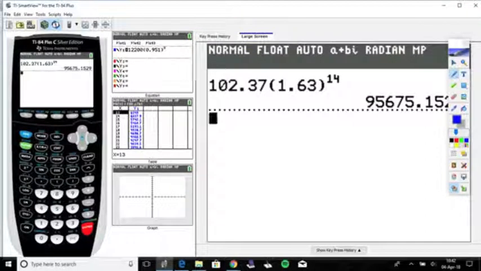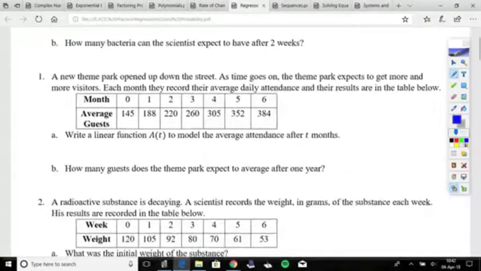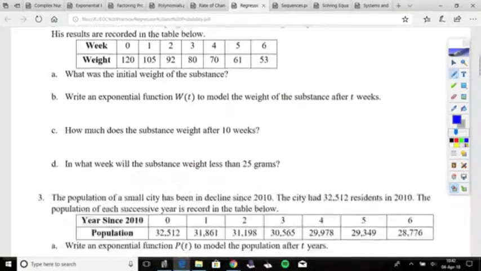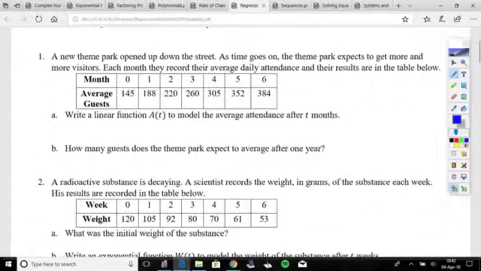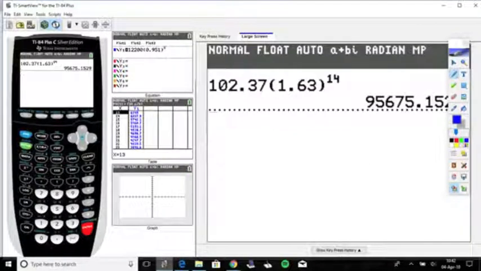Is going to that calculator. So let's look at another example. Let me just see if any of these stand out a little bit different. Okay, so all these regression ones are pretty much the same. So like example number 1, or problem number 1, a new theme park opened up down the street. Let's plug this data back into our calculator. So this is, again, how you would do it.